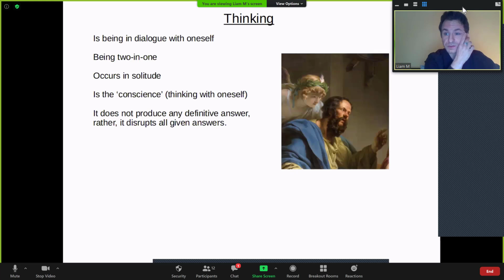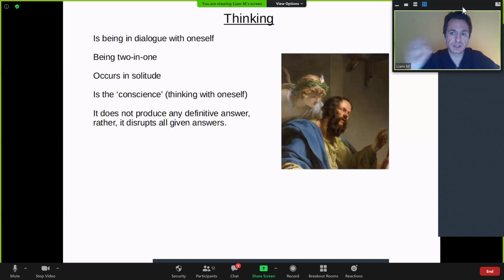It occurs in solitude. It doesn't occur in relation to others, because you're having dialogue with them. It's got to happen in solitude. Even if you're with others and you start thinking, having this dialogue, you retreat from their presence into yourself before you stop thinking and come back to them. The word conscience, in fact, reflects this, as its literal meaning is thinking with oneself.